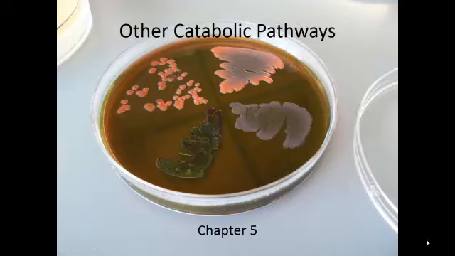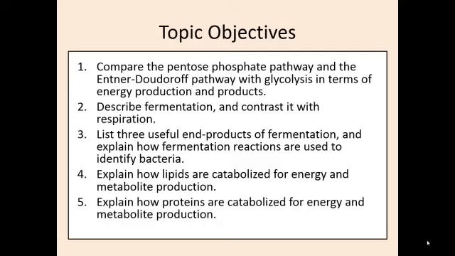Chapter 5, Other Catabolic Pathways. In this topic, the objectives are to compare the pentose phosphate pathway and the Entner-Doudoroff pathway with glycolysis in terms of energy production and products, describe fermentation, and contrast it with respiration.